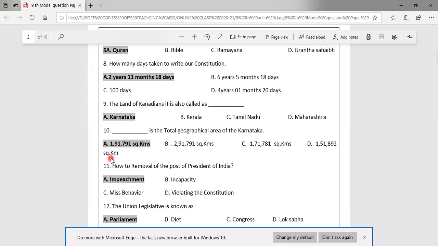11th question is, how is the President of India removed from the post? Option A, impeachment. Option B, incapacity. Option C, misbehavior. Option D, violating the constitution. Option A, impeachment is the right answer.